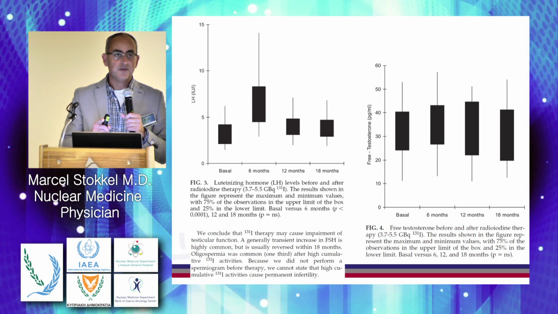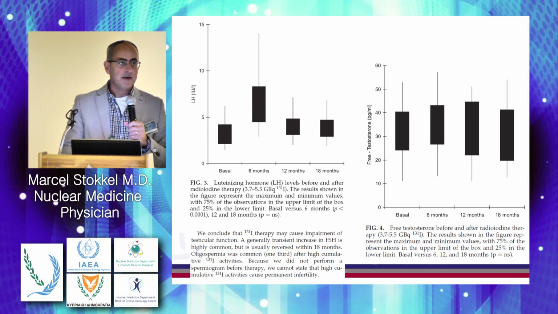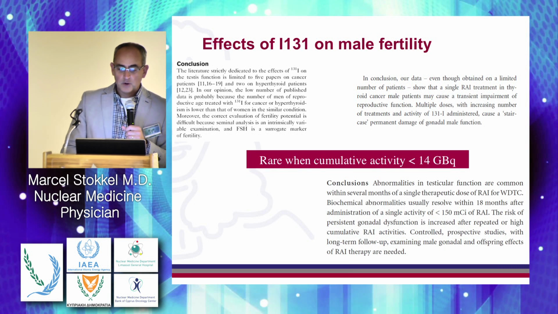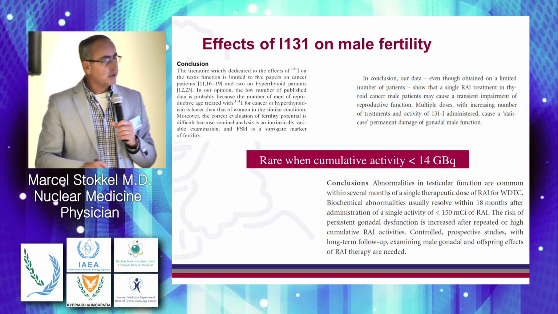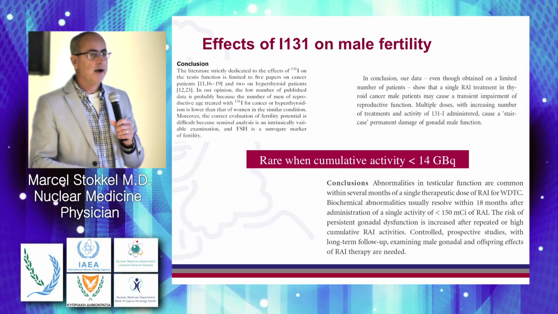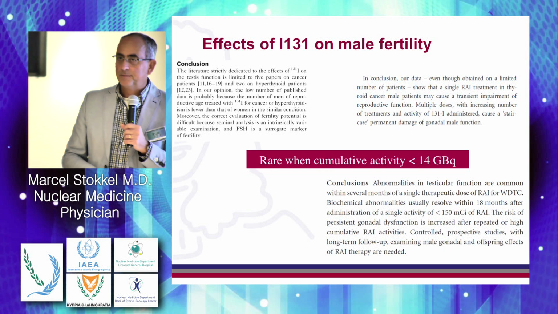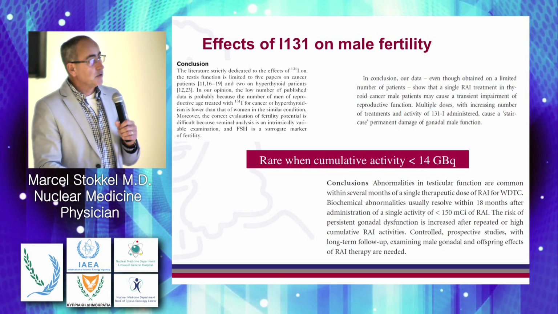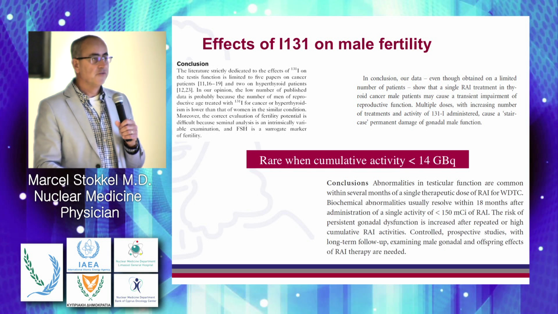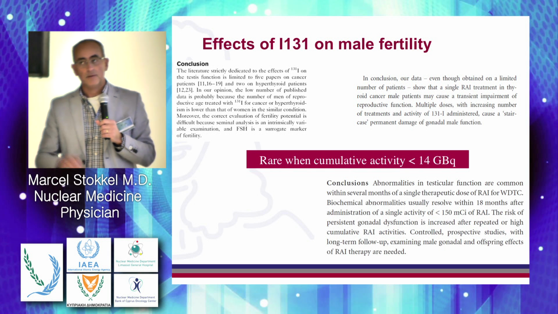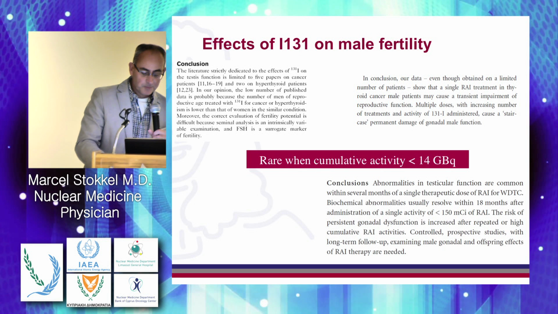And if you're going to treat male patients for thyroid cancer and there is a high risk, talk about semen preservation. Well, of course, the higher the dose, the higher the chance of infertility. It is rare when the cumulative activity is below 14 gigabecquerels, but thereafter, it's really a problem, or it might become a problem.